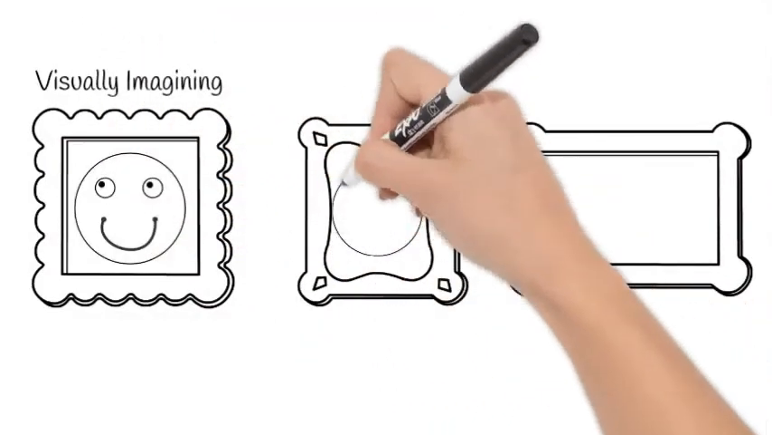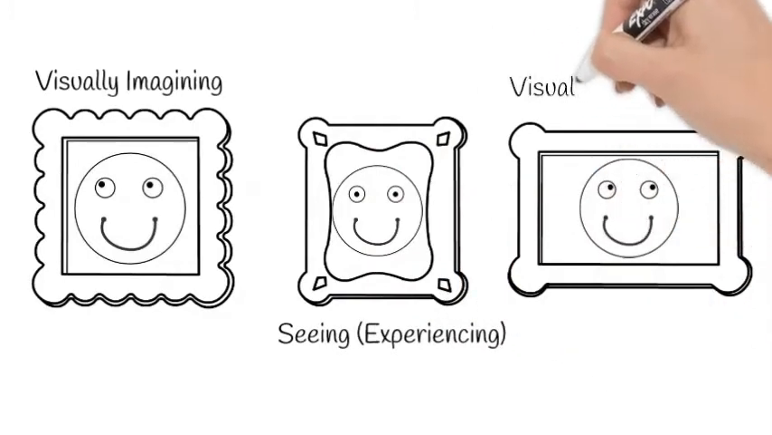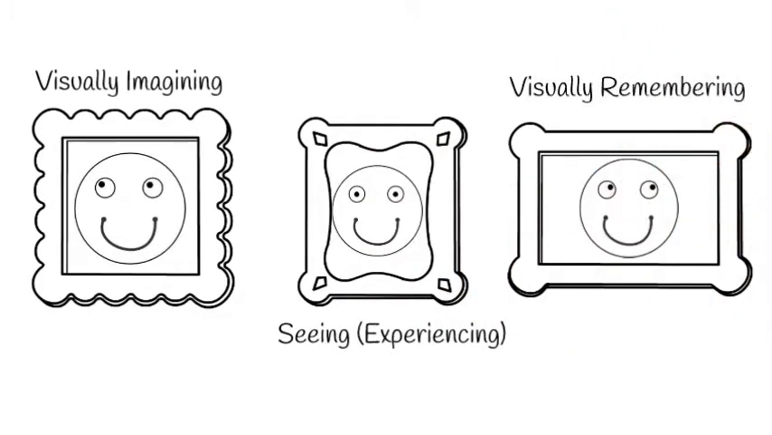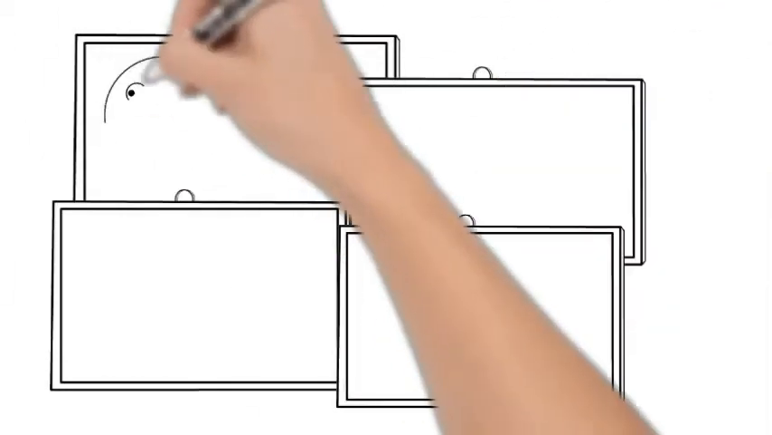There, top right, it's visually imagining. Straight ahead, seeing or experiencing. To the top left, visually remembering. More examples include the following.